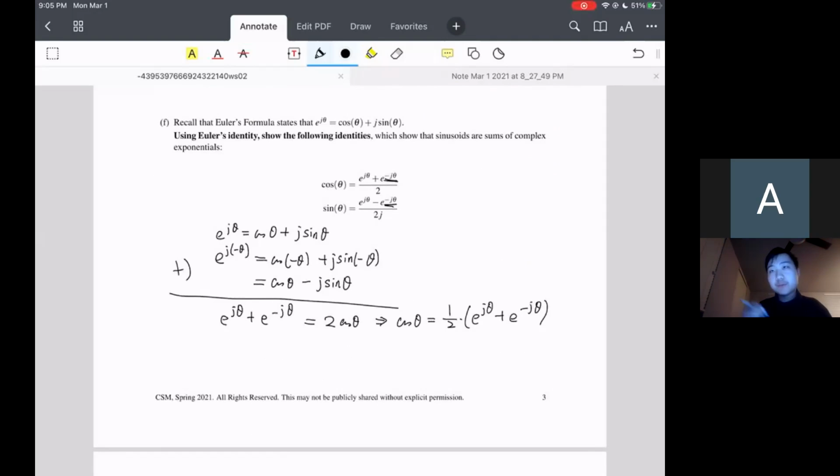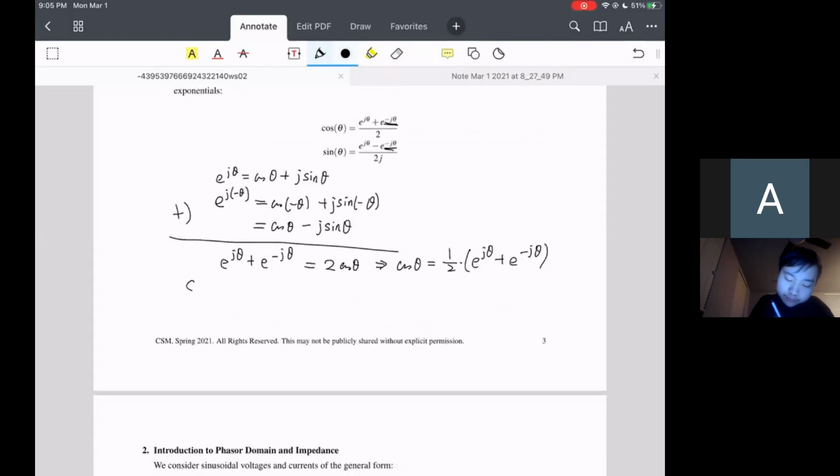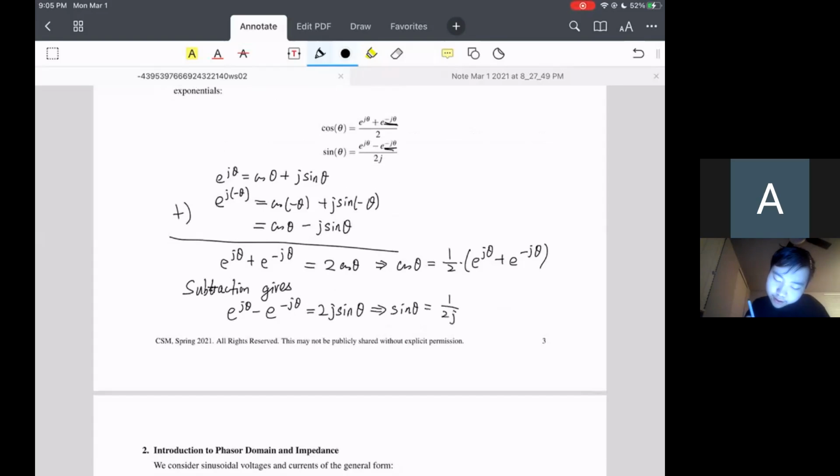Similarly, we can just subtract the two equations from each other. So similarly, subtraction gives e to the j theta minus e to the negative j theta being equal to 2j sine of theta. So in this case, we see that the cosine terms cancel out each other. So we see that sine of theta is equal to 1 over 2j times e to the j theta minus e to the negative j theta. And that concludes the proof for this question.